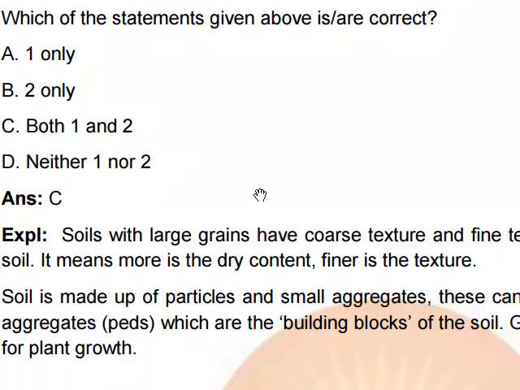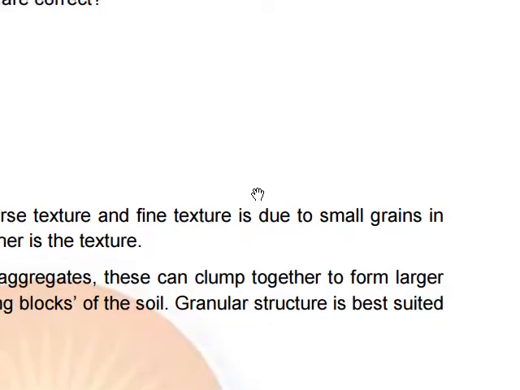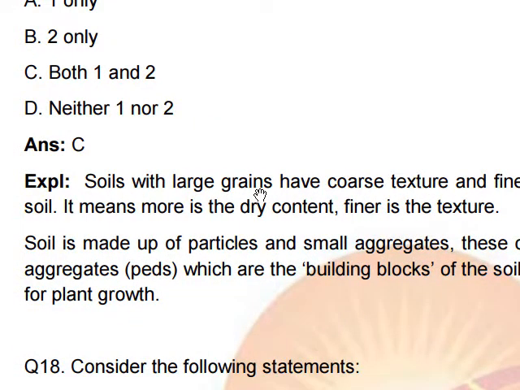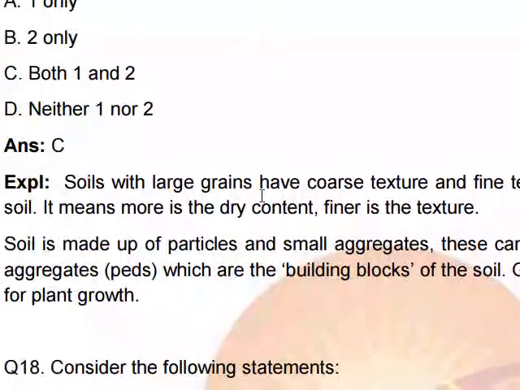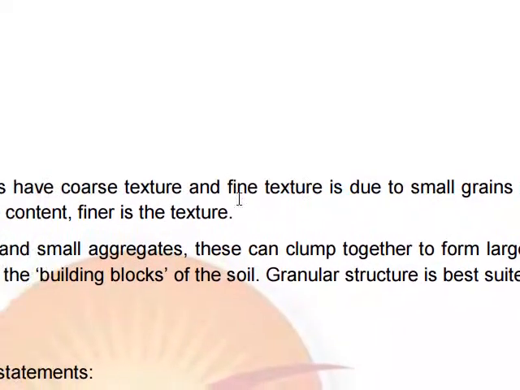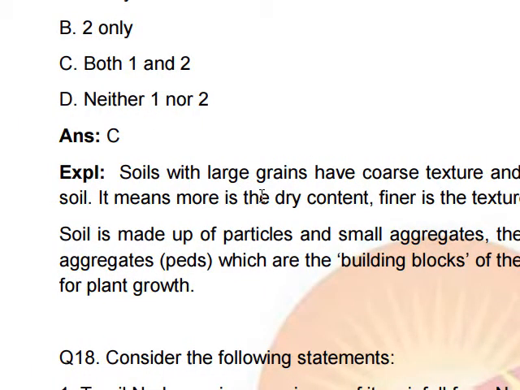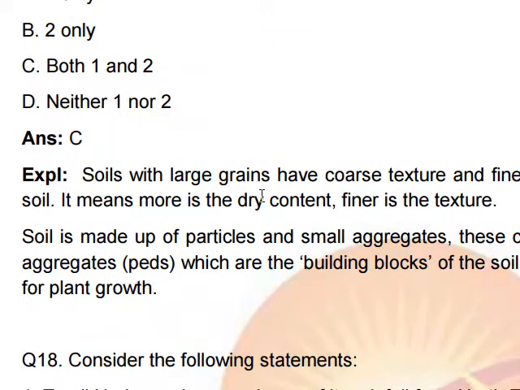Soils with large grains have coarse texture, and fine texture is due to small grains in soil. It means the more dry the continent, the finer the texture. So please remember, soils with large grains have coarse texture, and fine texture is due to small grains in soil.